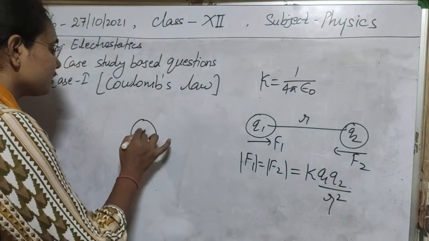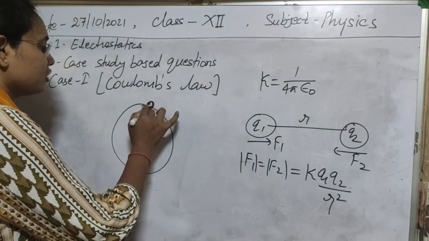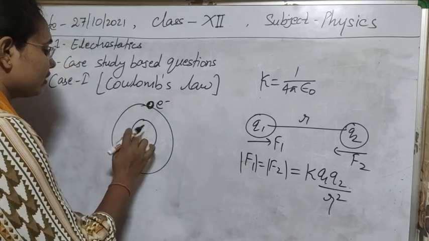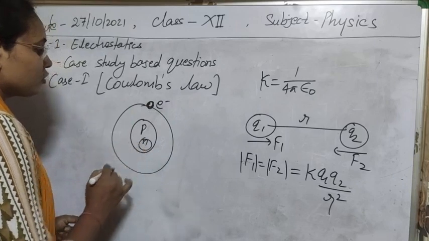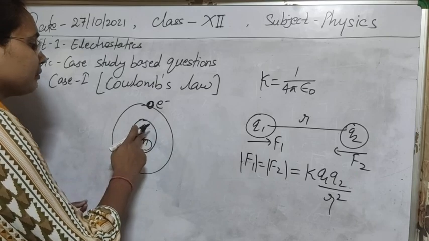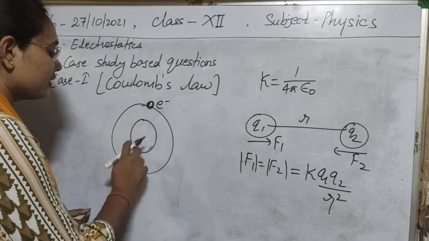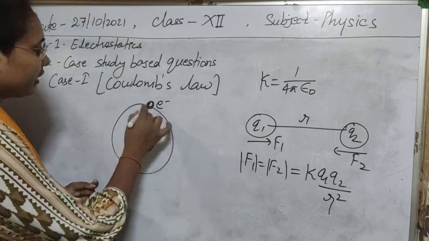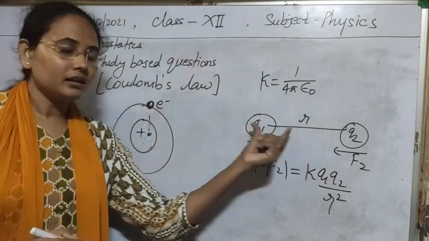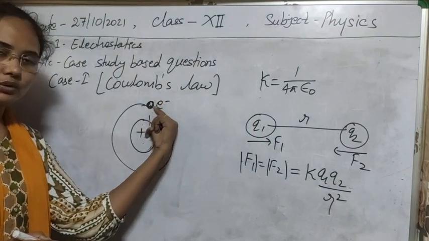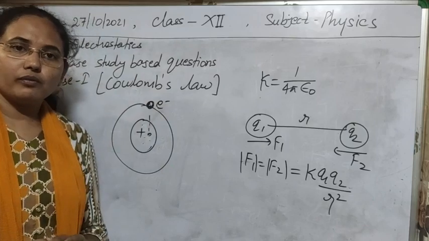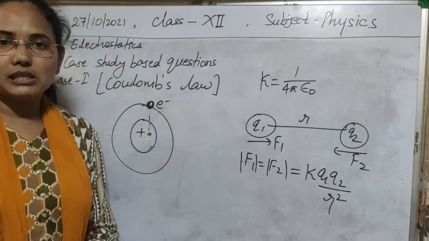So if this is the nucleus and an electron is revolving around it, suppose I have taken a single electron that has a negative charge, and the nucleus has protons and neutrons. The neutron does not contribute any charge to the nucleus, only protons do. So the nucleus has a net positive charge. You can say the positive and negative charges are separated by some distance, so Coulomb's law is fulfilled here. The electron and nucleus attract each other by a force, and that force is obviously the Coulomb force. So our first statement is correct.